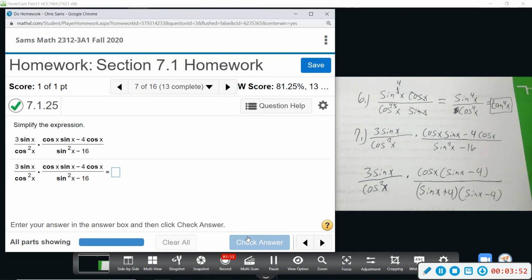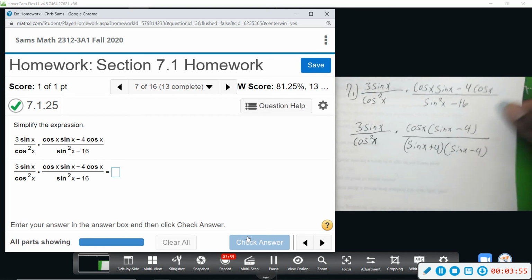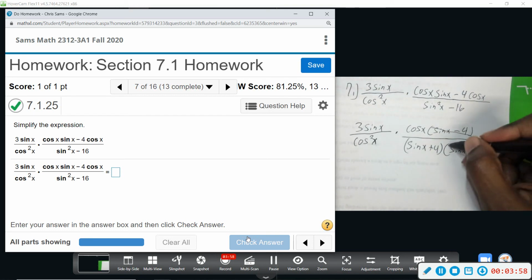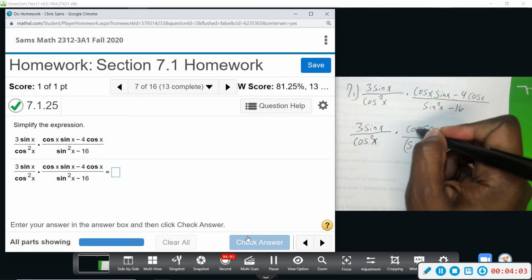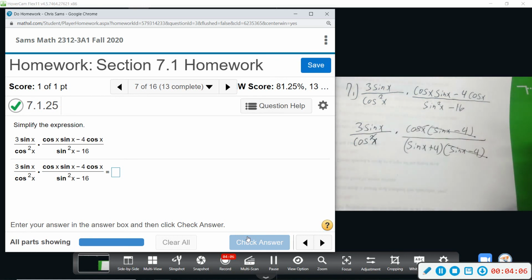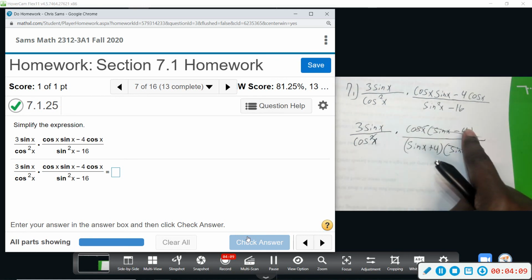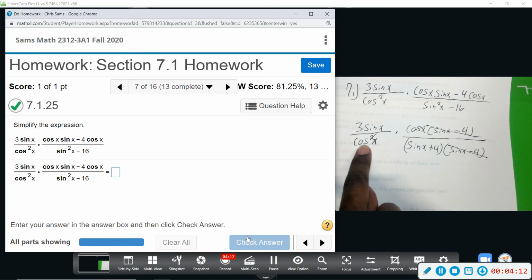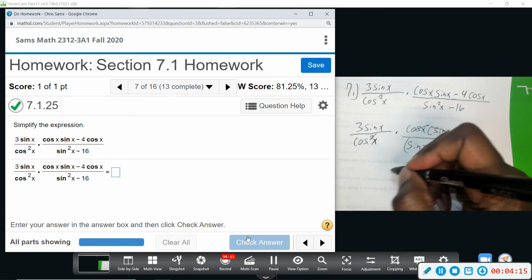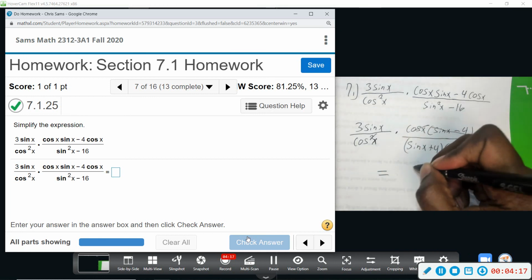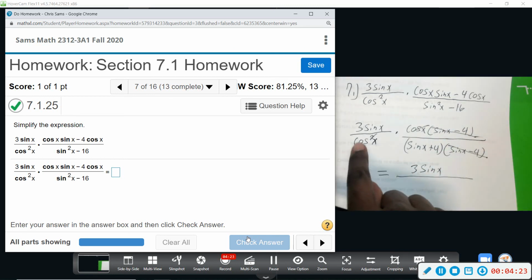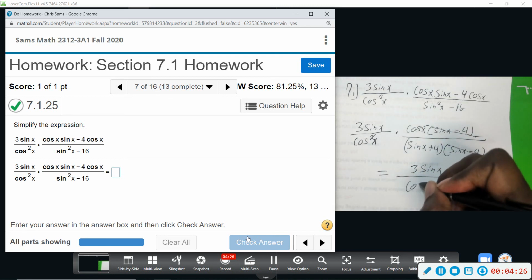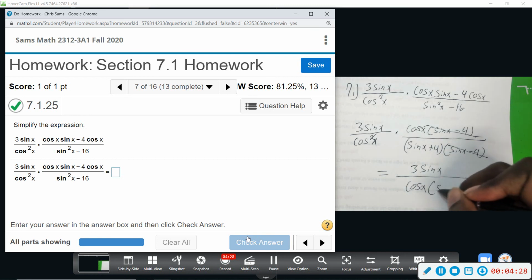Alright, so in reducing, this will divide this, that will go away. And then over here we can divide out one of the cosines. So all of this on the top is divided out to be 1, and all we have is a cosine here. So putting this all together, looks like our final answer will be 3 sine x divided by cosine x times sine x plus 4.